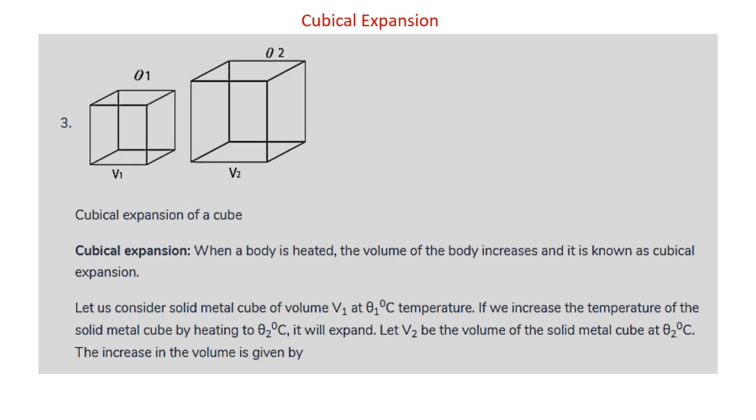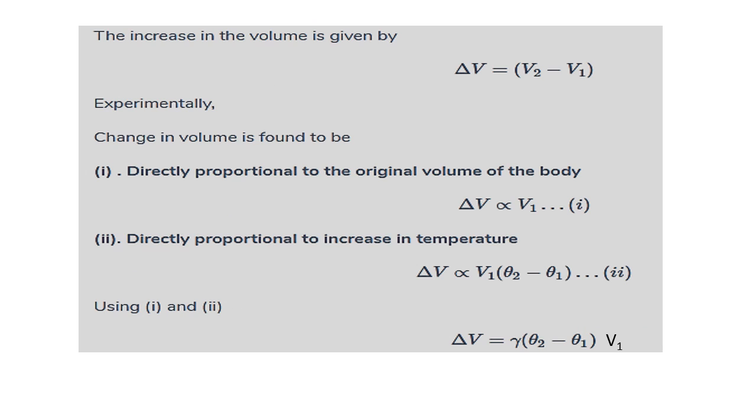Cubical expansion. Here, volume V1 is the volume of this cube at any temperature θ1, and the volume at temperature θ2 is V2. When a body is heated and the volume of the body increases, then it is a cubical expansion. And the increase in the volume delta V will be equal to V2 minus V1.